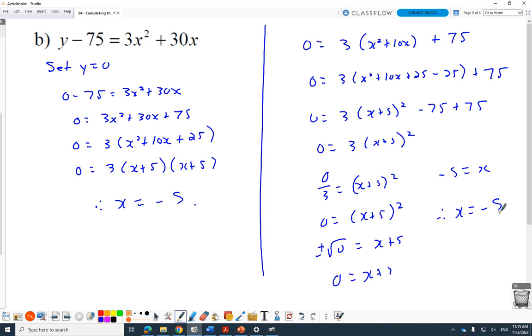So it's not a mistake. Might be a waste of time. Factoring is usually faster. It's good. Other questions?